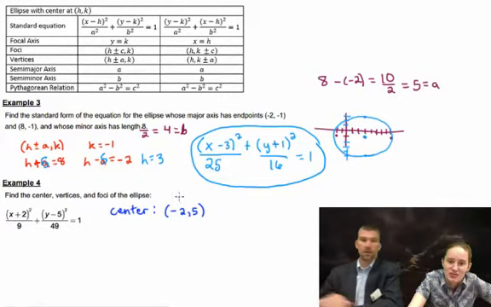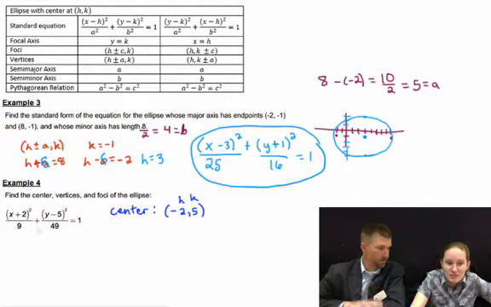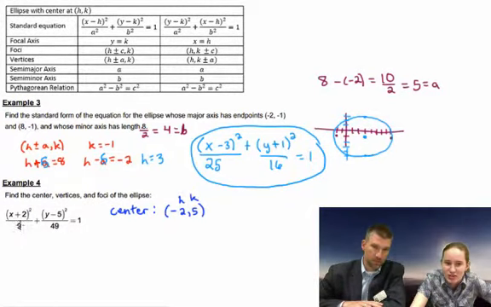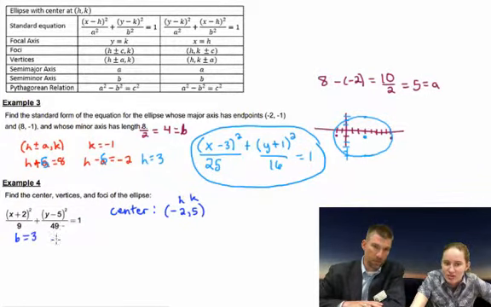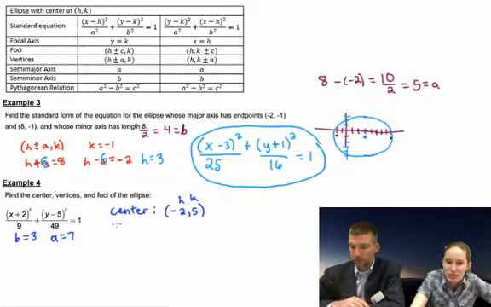The center is -2, 5, which means we know h and k. Maybe I did this lesson last year. So underneath x here, this is the smaller number, which means that b is 3. This is the bigger number, which means a is 7. So when we look at this, we're going to look at the second column because that's where a is bigger.